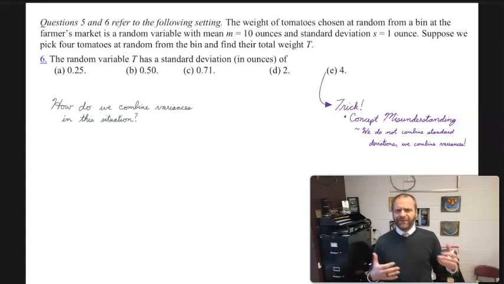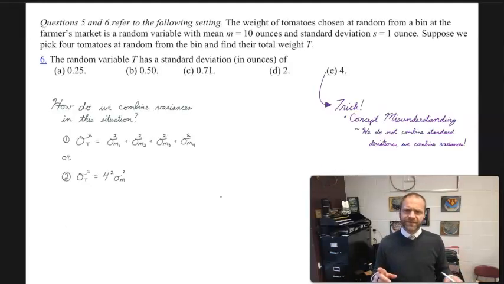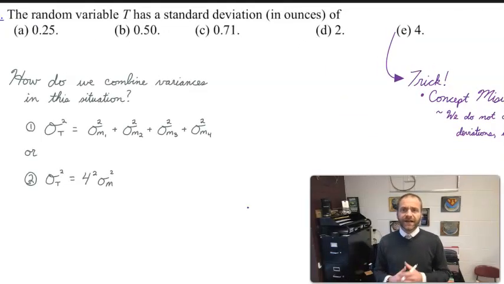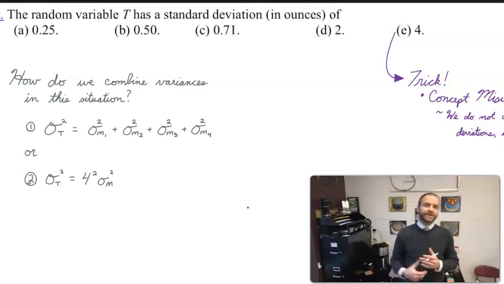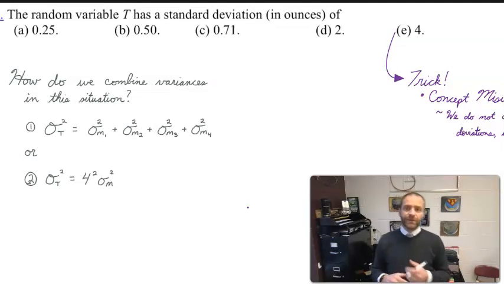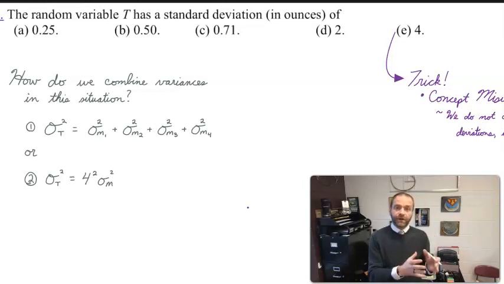Because we have to figure out, I'm dealing with combining random variables, so what do I do? Really you have 2 choices to think about. Choice 1 says you can add the variances together for each random tomato that is selected. Choice 2 says, let's take 4 times our standard deviation and then square that, which means I'm going to square the 4 and I'm going to square the standard deviation. Now, one of those is right and one of those is wrong.